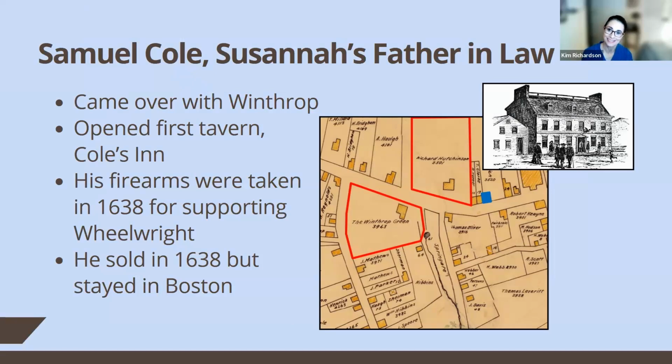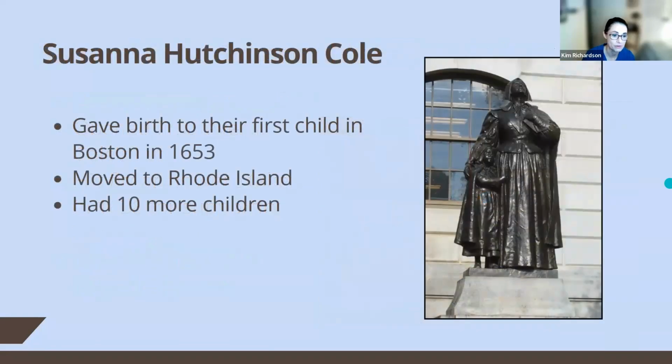But remember that group of people who stood up for John Wheelwright? He was one of them, and his firearms were taken. He suffered a lot of opposition after that, and he eventually had to sell his business, but he stayed in Boston. He was right here at this blue square. That's where Cole's Inn, drawn here, was located. So he had to leave the central part of Boston, and he lost a lot of standing for being a supporter of Anne and John Wheelwright.